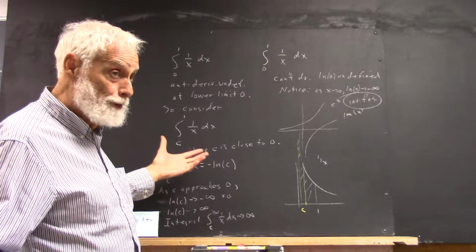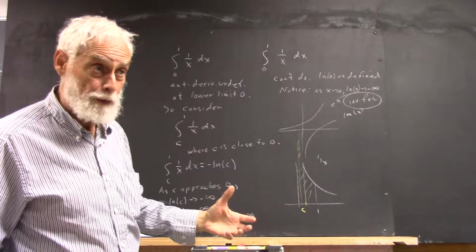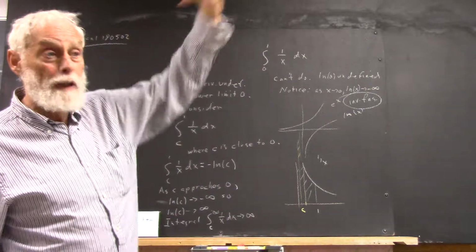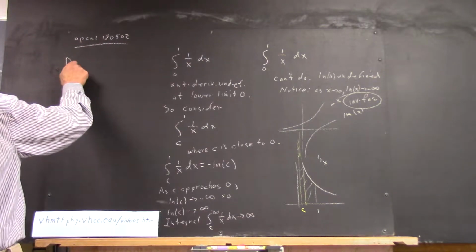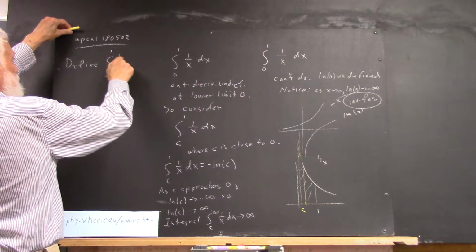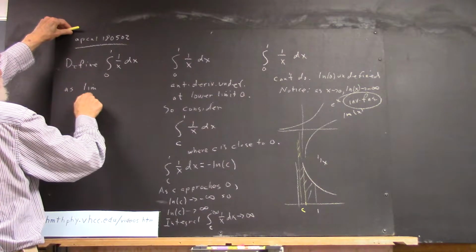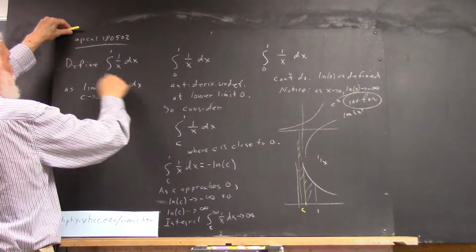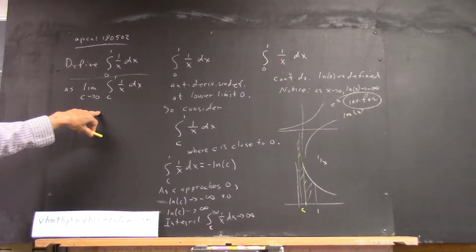And all that means is that as c gets closer and closer to 0, there's no limit to how much area there is. No matter how much area you think you've got, you can let c be small enough that you have even more. Okay? So we define this integral as this. Okay?